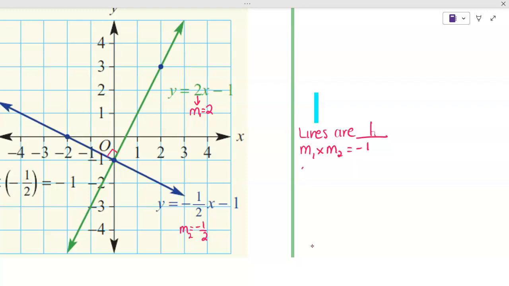So let's try that. m1 was 2. Our second gradient is -1/2. If I multiply those, I get -1. So therefore my lines are perpendicular.